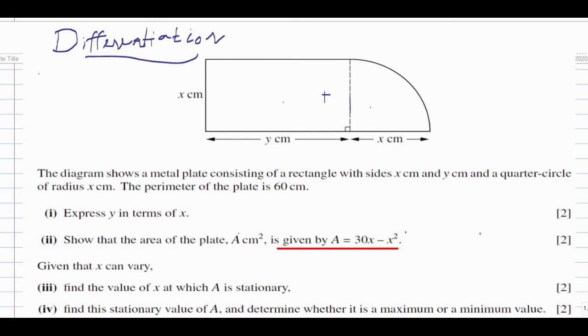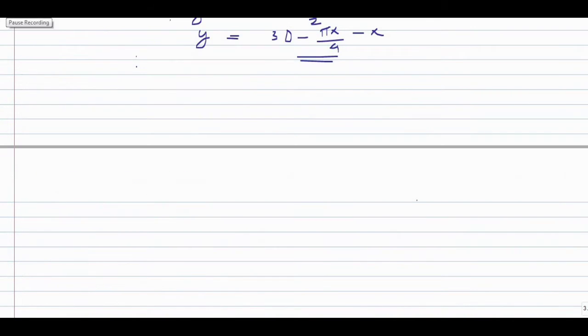The next question is, show that the area of the plate A is equal to 30x minus x square. So this question dealt with area, you know, which is area of rectangle plus area of quarter circle. So recall the concept of area of rectangle, which is length into breadth, and area of quarter circle is pi r square by 4, because area of a circle is pi r square. So let's deal with the second question, question B.